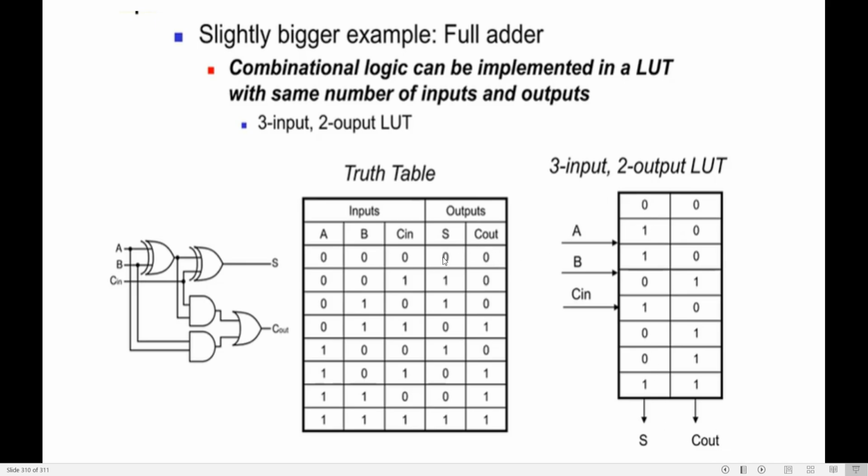So each location, since 3 inputs, 8 cells. So the first 8 cells are used for sum. The next 8 cells are used for carry. If my address ABC is 111, I directly go to memory location 111, send the output 1 to the sum, 1 to the carry. This can be done only if the address is the same for sum as well as carry. This is also an example for a 3 input, 2 output LUT.